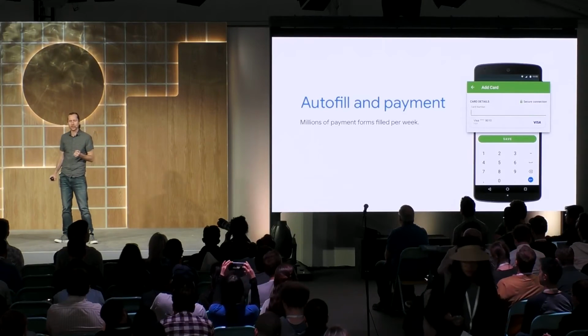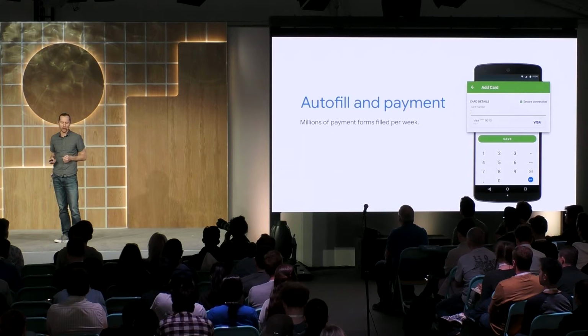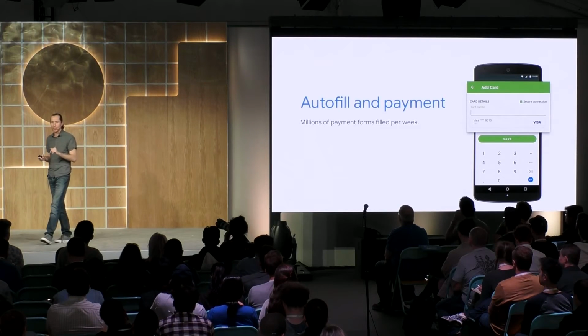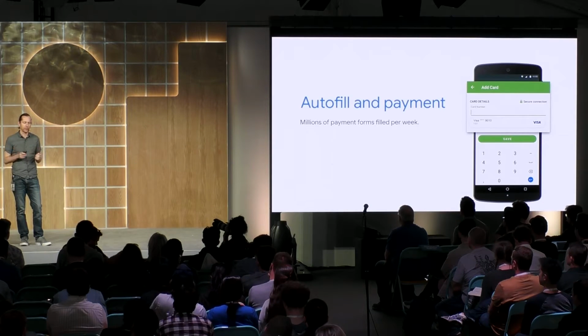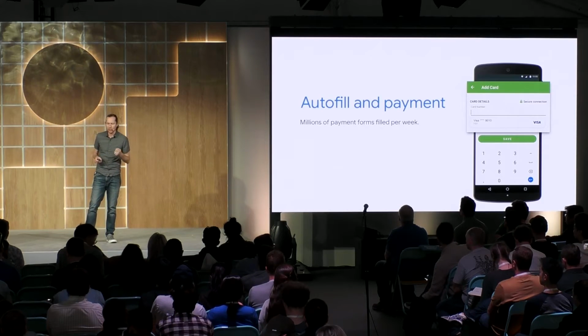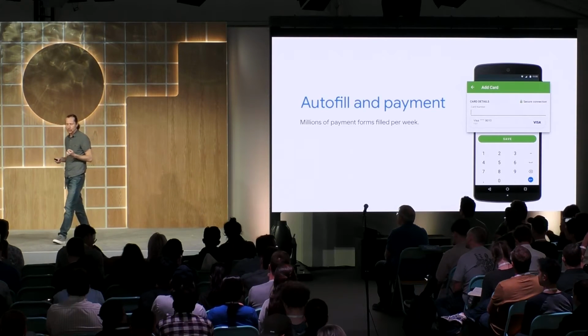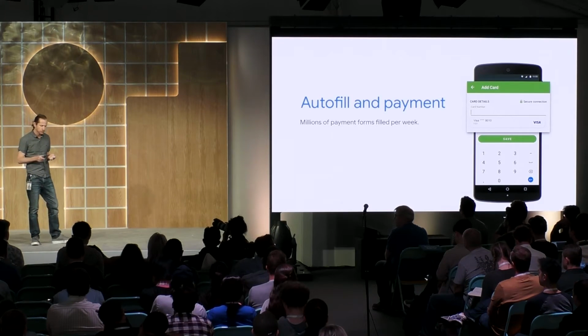So here we can see how it works with payments. We're in an app, and the user taps on the credit card field, and Autofill shows a drop-down with a credit card that's available on the Google account of the user. The user can select that drop-down to autofill that credit card into their form. That's actually used. We're seeing millions of payment forms filled with Autofill every week. So that's definitely something that brings value to the user.